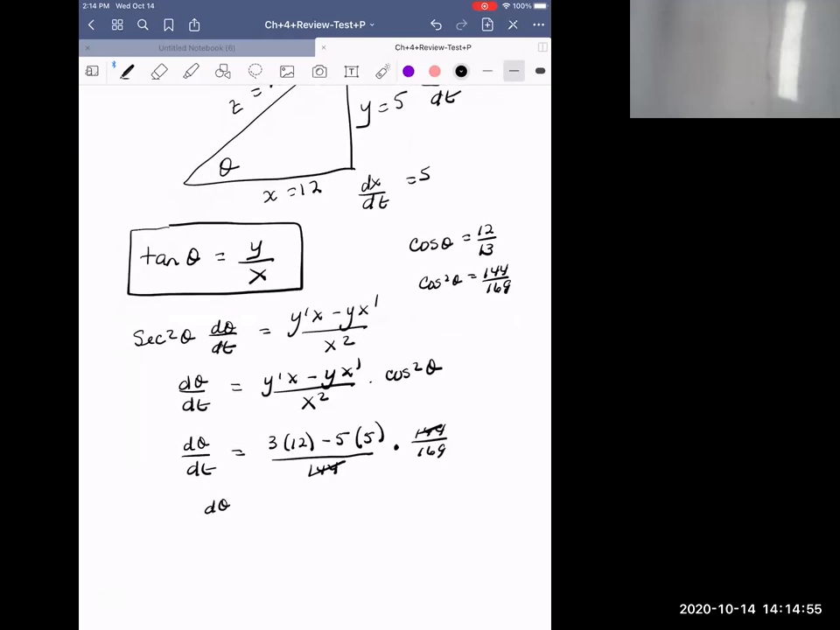So d theta/dt is going to be equal to 36 minus 25 over 169. And what is that, 11? I have to use my calculator. Oh yeah, 11 over 169.